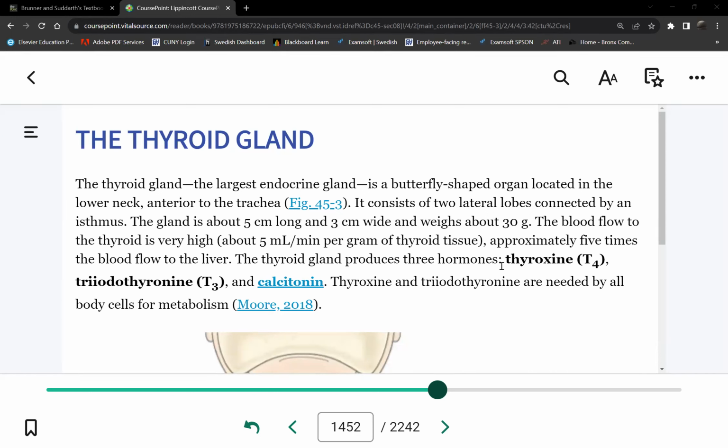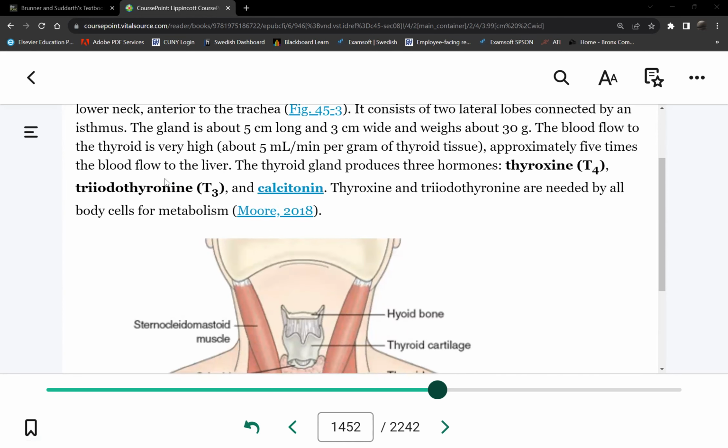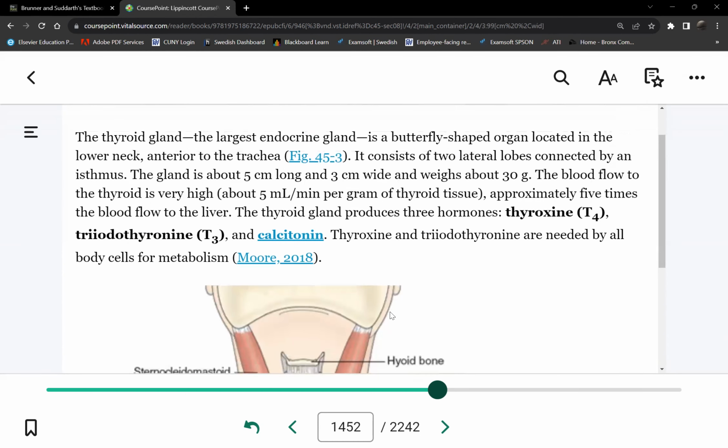All right, let's review quickly for a few minutes. The thyroid gland is located in the anterior neck. It produces three hormones. They are thyroxine and triiodothyronine, respectively T4 and T3, and calcitonin. These two control cellular metabolism. And when we say cellular metabolism, that's all cells in the body. And calcitonin has one function, which is to decrease serum calcium in the blood.